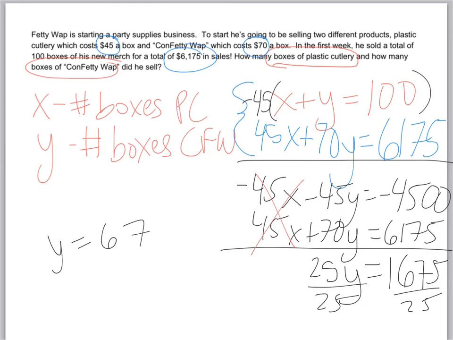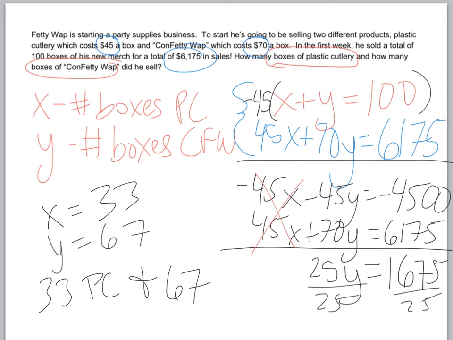Well, how many boxes of the plastic cutlery then? If I take 100 minus 67, meaning I plug it into the first equation up here, and the boxes are going to total 100, well, 67 plus 33 boxes is going to give me my boxes of cutlery. So we have 33 boxes of plastic cutlery and we have 67 boxes of confetti wap.